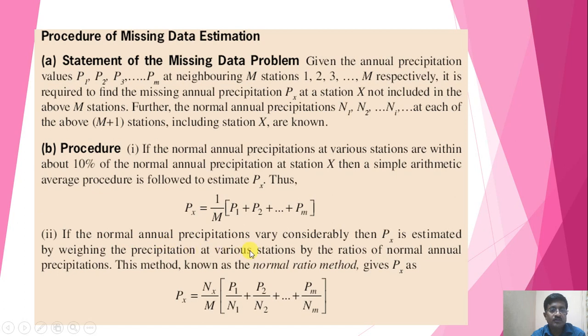Second, if the normal annual precipitations vary considerably, then Px is estimated by weighing the precipitation at various stations by the ratios of normal annual precipitations. This method, known as the normal ratio method, gives Px as Px is equal to Nx divided by M, in bracket, P1 divided by N1 plus P2 divided by N2 plus so on, Pm divided by Nm, bracket complete. So remember these two formulations.